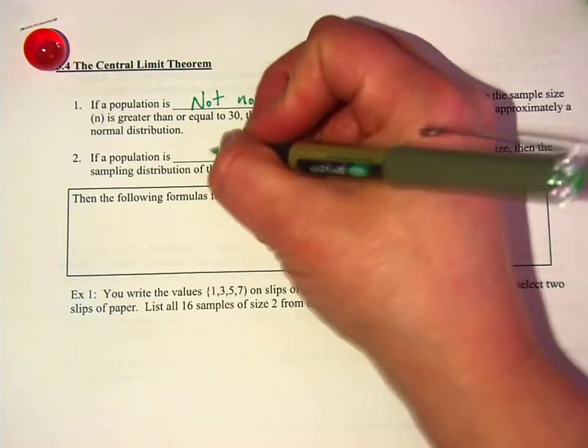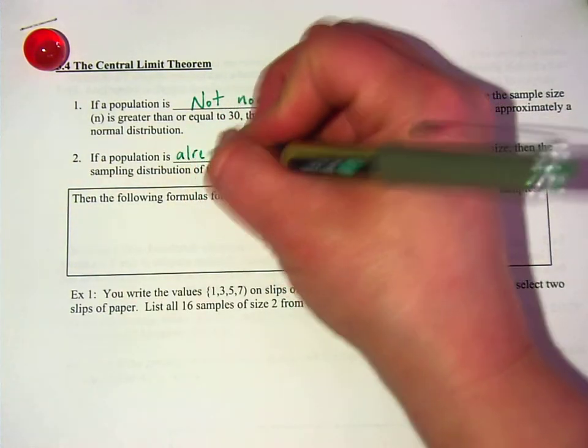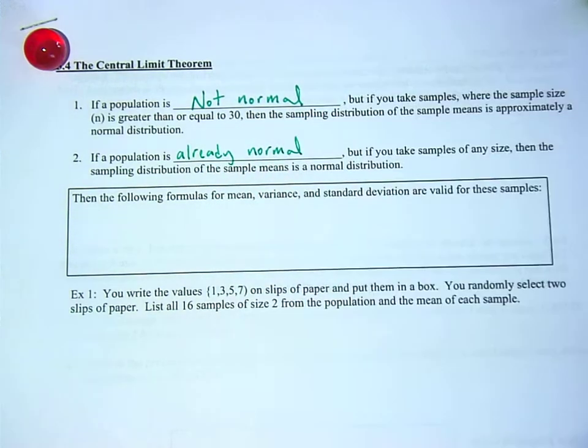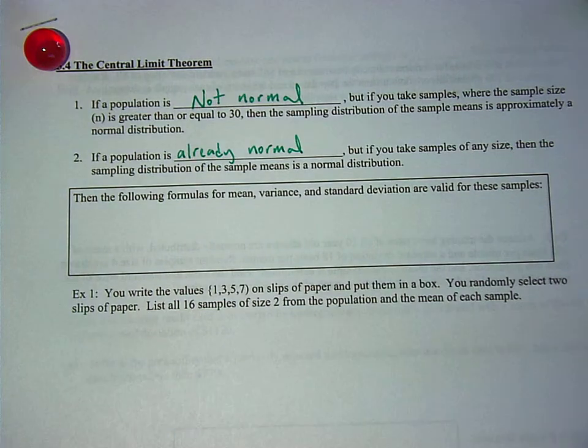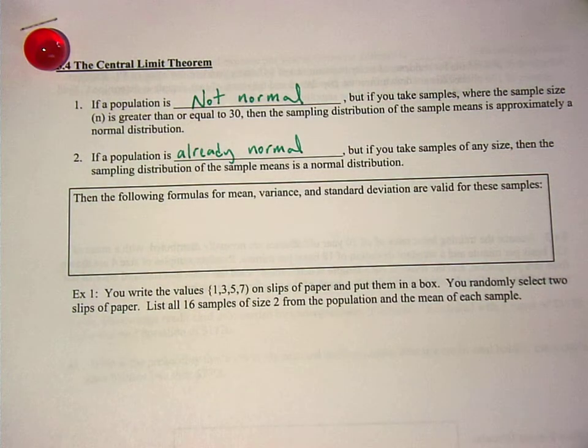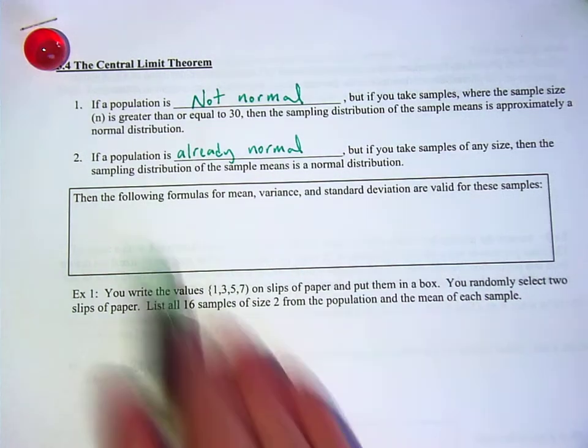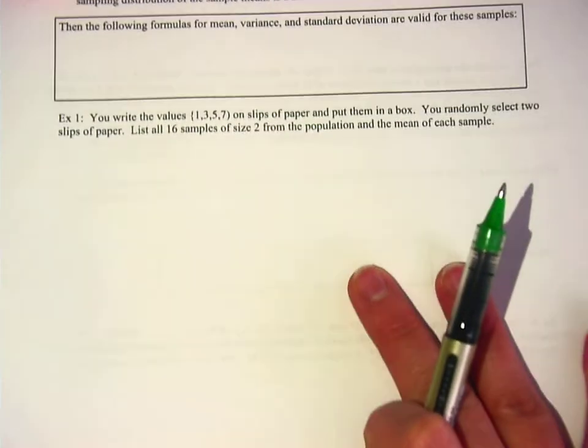If a population is already normal, and you take samples of any size, then the sampling distribution of the sample means is a normal distribution. We will fill these out in a second, but first we're going to try this experiment to talk about it.